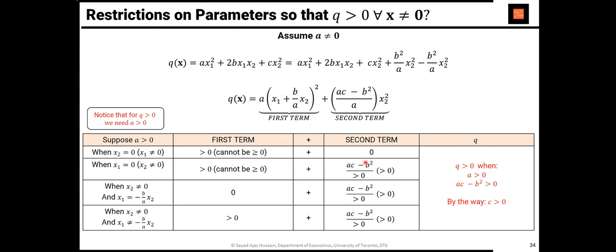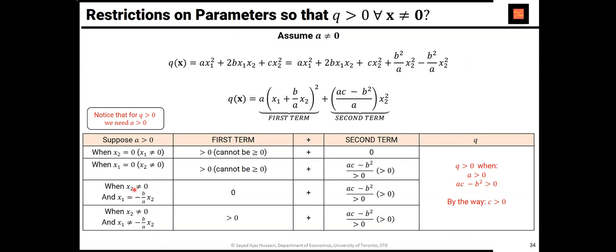I don't know anything about this right now. I do know a is positive, and I do know that anything squared is positive. Remember that x2 was not 0, so you know this has to be positive, right? Because you said it's not 0. I want the whole sum to be positive. Positive plus a positive. So I just need this thing to be positive, and for this thing to be positive, I need ac minus b squared to be strictly bigger than 0.